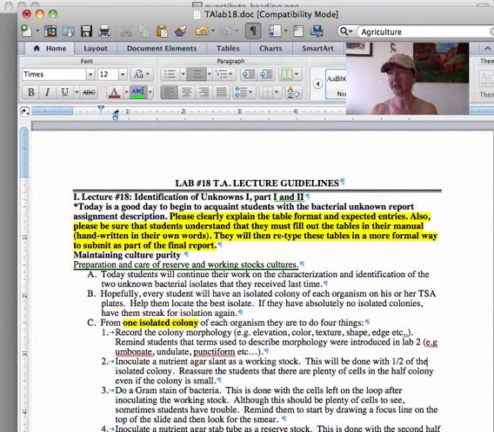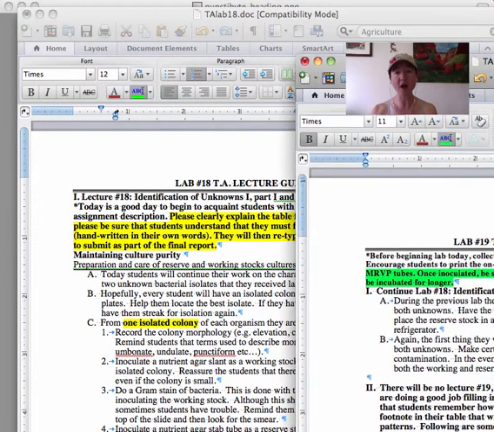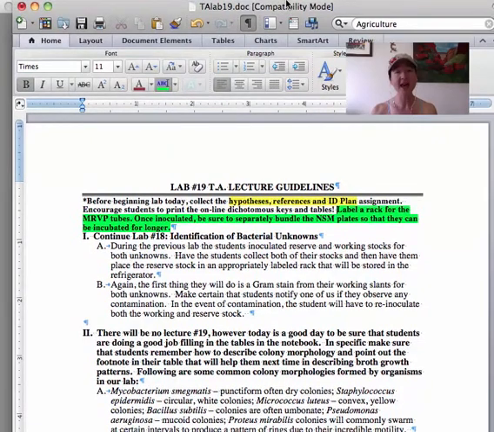Lab 19, we have some additional goals, and that is we are going to be collecting that assignment. And you'll notice I've added in here that the ID plan, or the identification plan, is another part of that assignment, new now, and I have created a rubric for that.